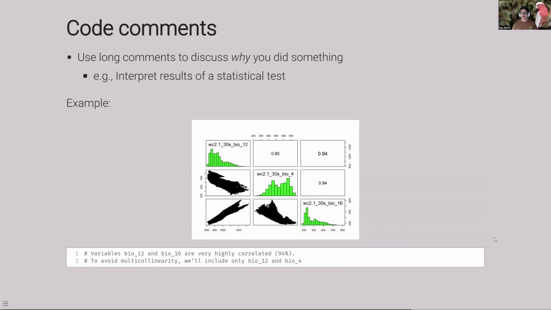What I think you should use long comments for is to discuss why you did something. And often for scientists, that means interpreting some sort of result of a test or some sort of operation. So here's an example. I just have a quick collinearity test where I check the correlation between the two variables that I might use in a model. And here I've written that two of them seem to be really highly correlated. And so to avoid multicollinearity, I'm just going to include two rather than all three. This is really important for making your code clear, but also helping you remember why you made the decisions you did over the course of your whole analysis.